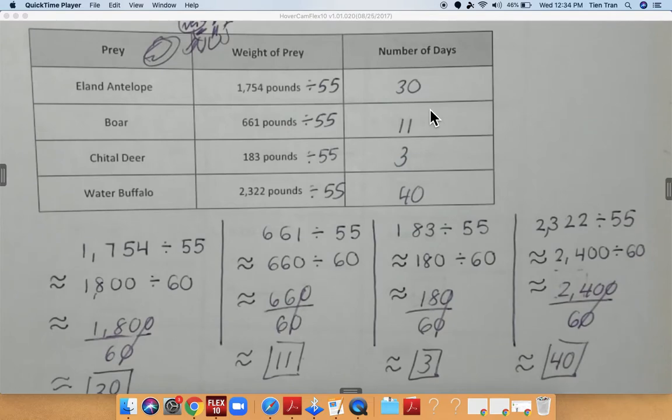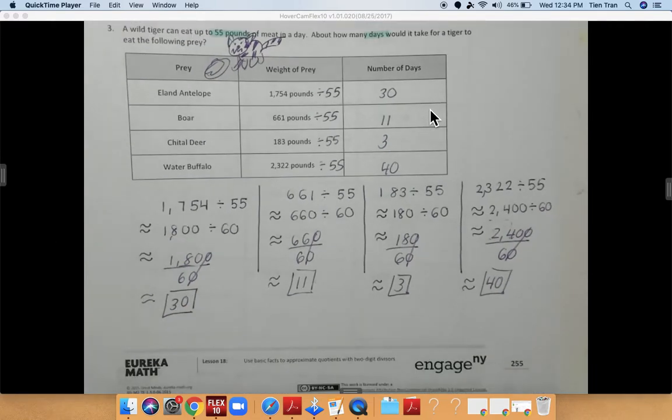Okay? So that's how you solve for that one. And I pictured in my head what was going on first. Figure out the story. What are they asking you to do? And then solve for the problem.